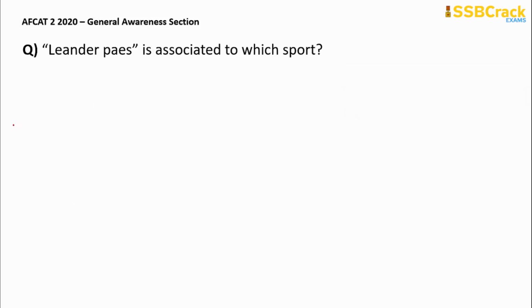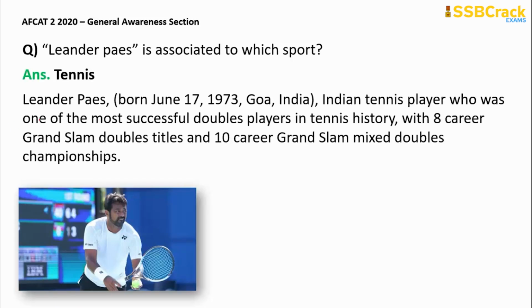Next question is, Leander Paes is associated to which sport? The correct answer is tennis. He's an Indian tennis player who was one of the most successful doubles players in tennis history with 8 career Grand Slam doubles titles and 10 career Grand Slam mixed doubles championships.